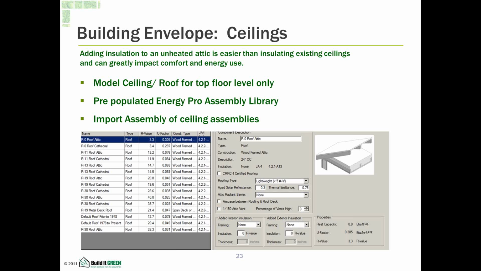The added interior insulation and exterior insulation, these features are in all of the assemblies, the floor, the walls as well. And this is if you're adding any interior insulation and framing to the prior assembly. And most typically, if you're dealing with an existing building, this isn't going to be needed at all.